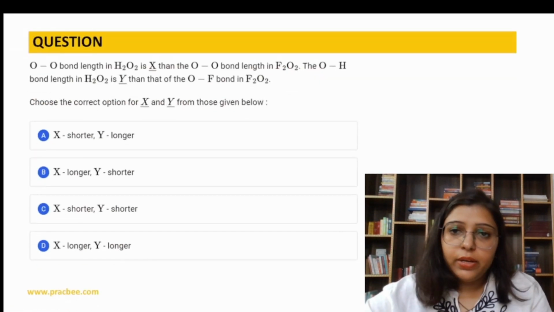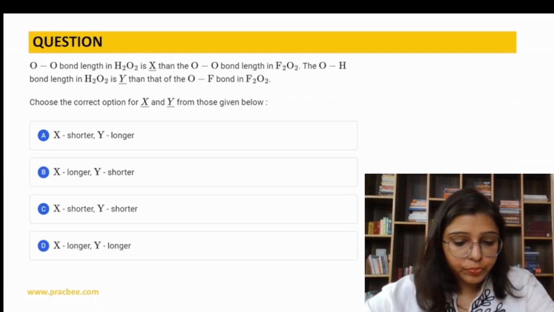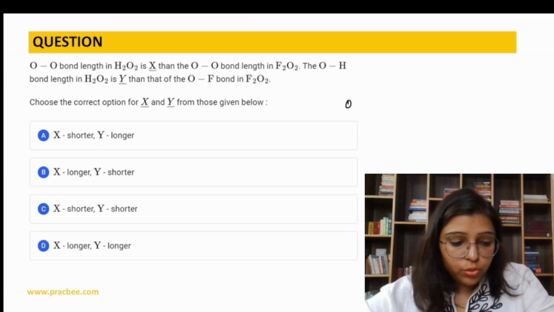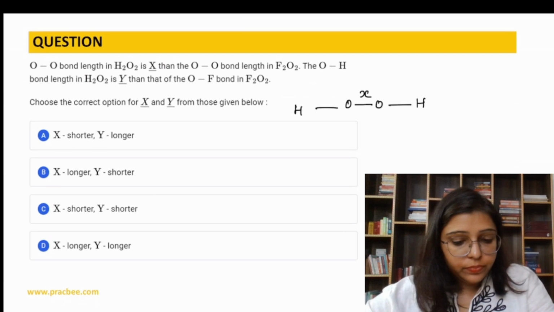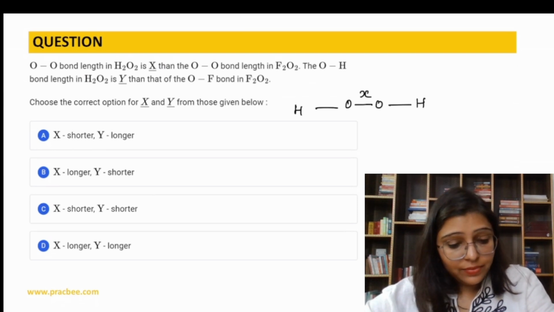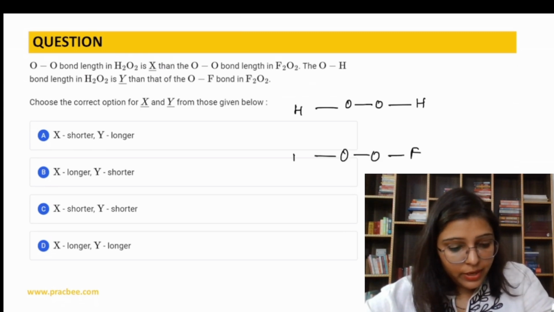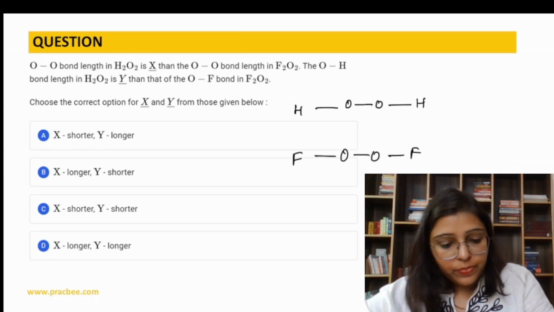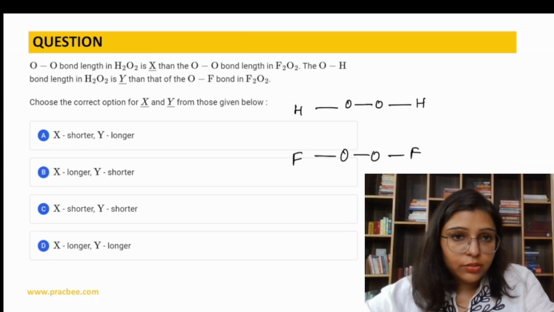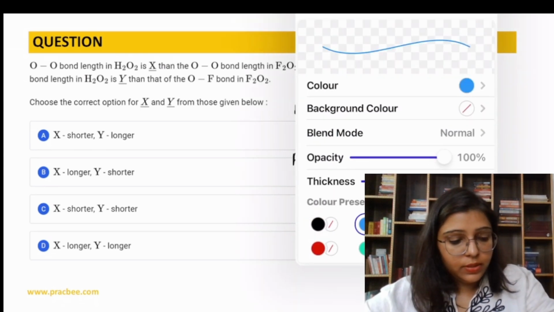Okay, now let's do the next question. Oxygen bond length in H2O2 is X. H2O2, right? Oxygen bond length is X. Then the oxygen bond length in this. Okay. So if I want to check the oxygen bond length, to see what happens.